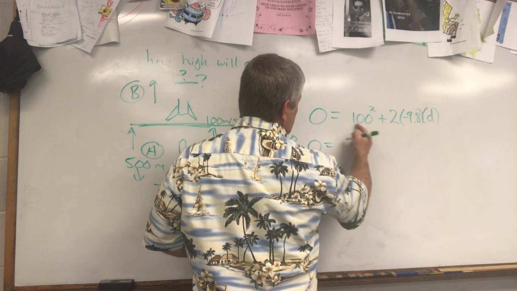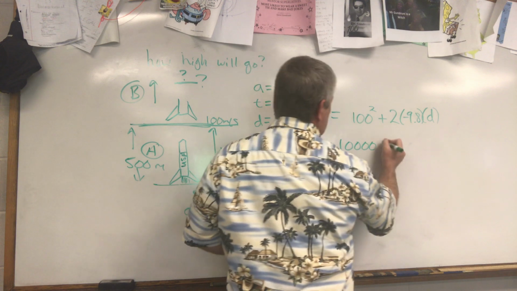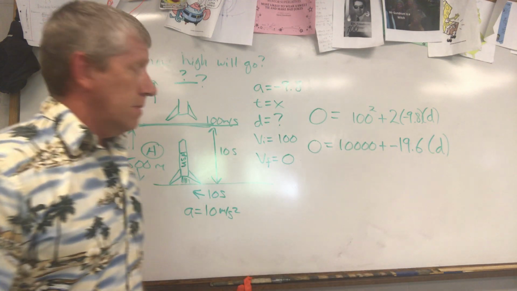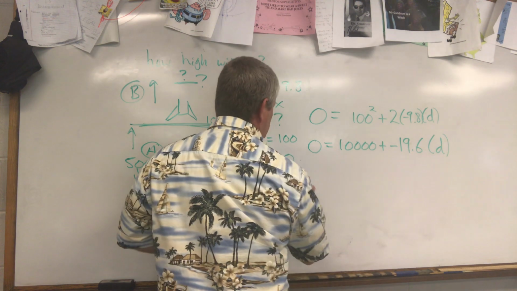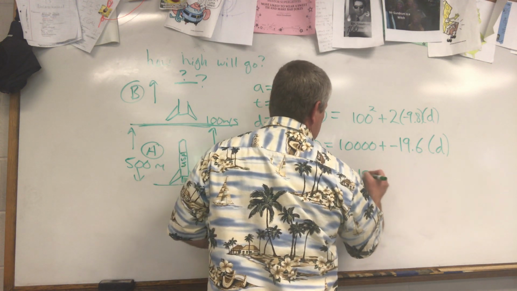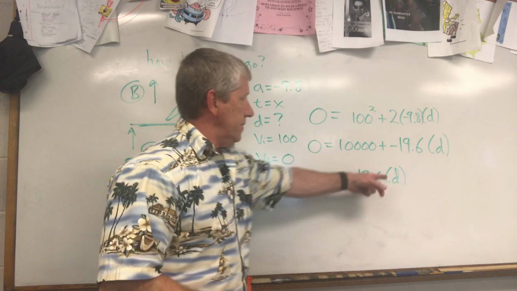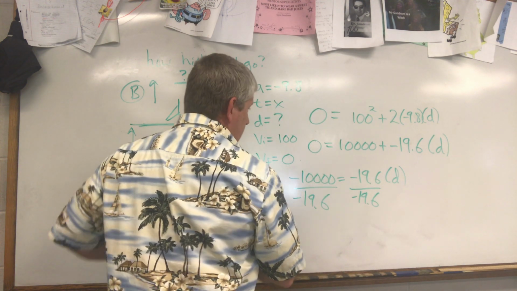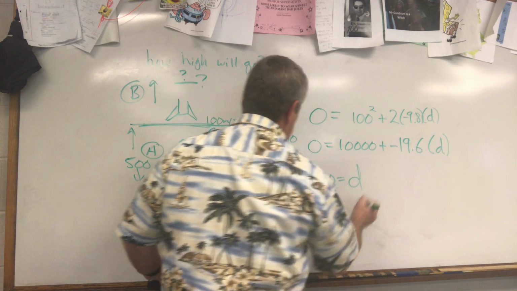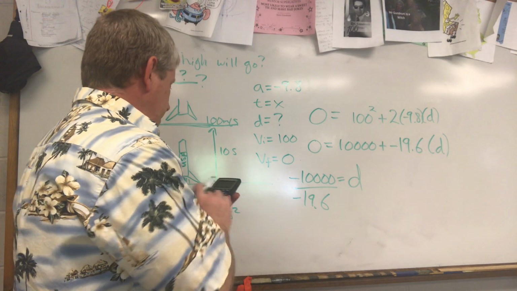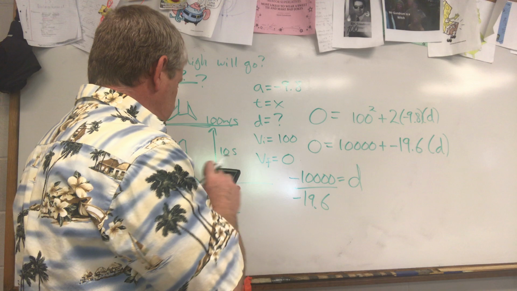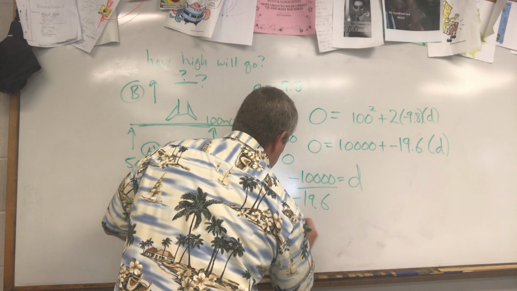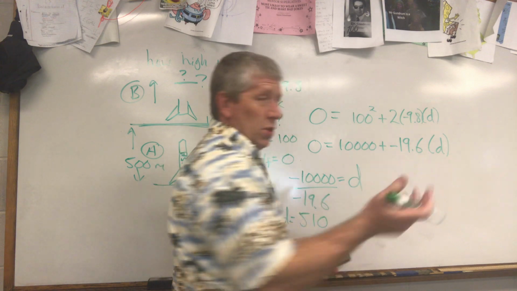So what do we have? 0 equals 100 times 100, 10,000, plus 2 times negative 9.8, negative 19.6 times d. Solve for d, subtract 10,000 from both sides. I get negative 10,000 equals negative 19.6d. Solve for d, divide both sides by negative 19.6. This goes away. Put the d back. Negative divided by negative is a positive. All right. Get her done. 10,000 divided 19.6 equals, distance equals 510.2. I'll leave it at 510 meters.